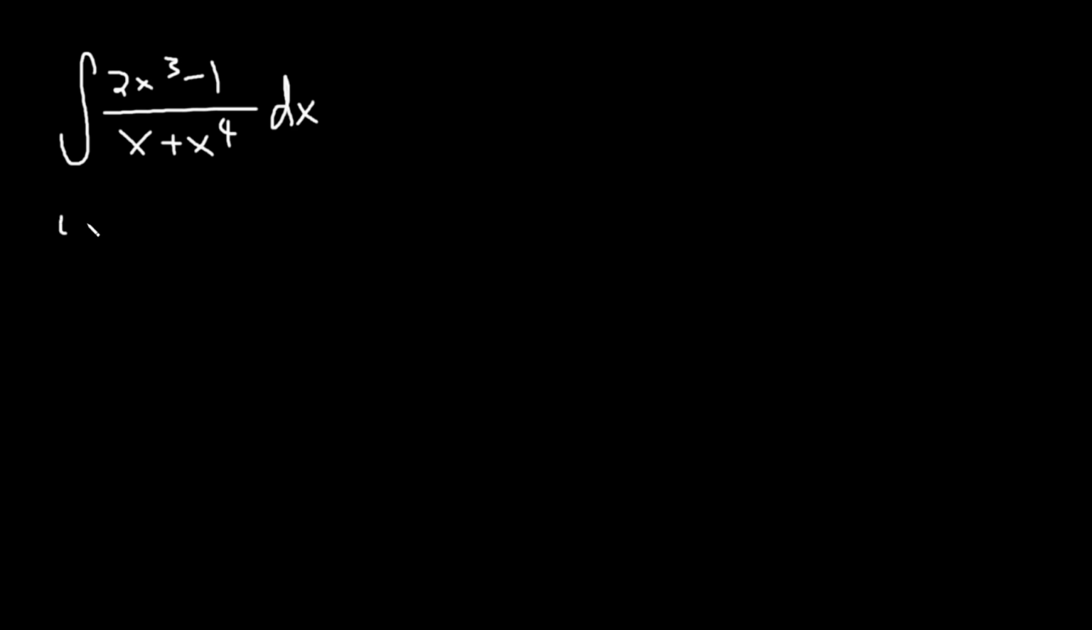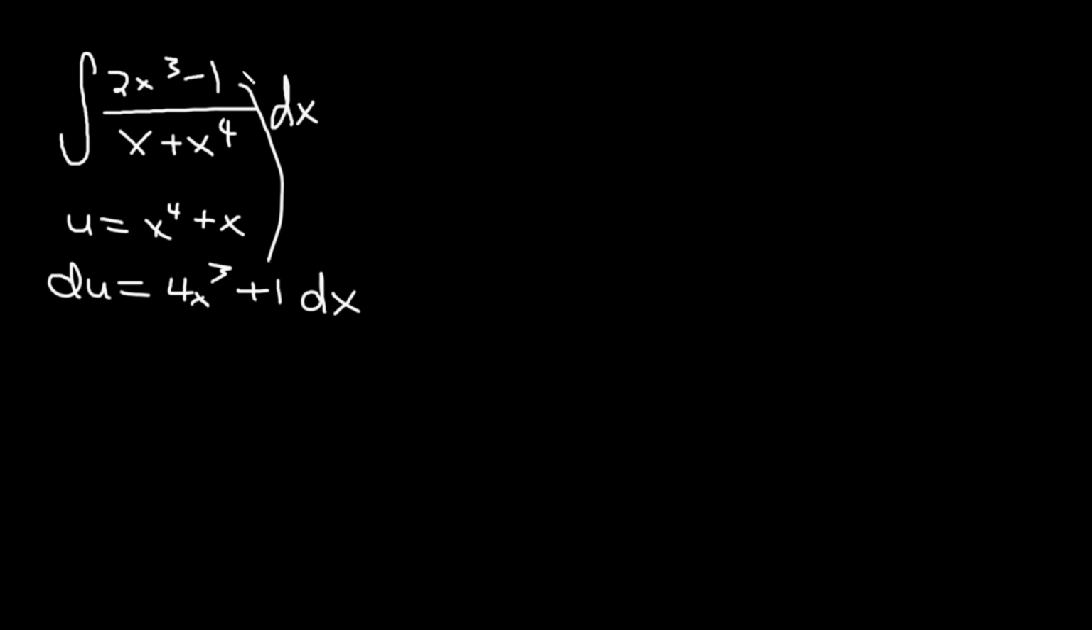a u substitution. So I'm going to let u equal x to the 4th power plus x. So I switch these two terms around. Then du is equal to 4x to the 3rd power plus 1 dx. However, there is a small problem. This numerator does not cancel with our du here, so we're going to have to do something about that.